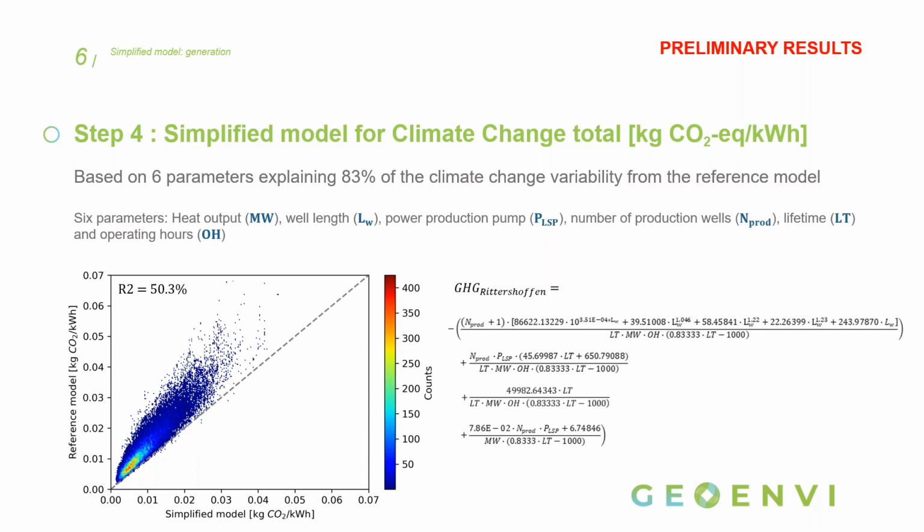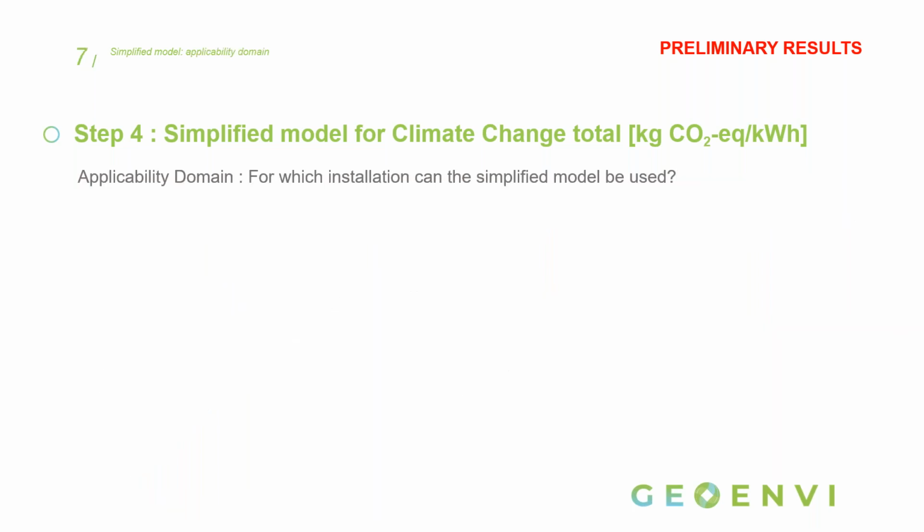You can also see that most of the realizations of the model are between 0 and 10 grams of CO2 per kilowatt hour. Besides the performance of the model, another important aspect is to know for which installation the simplified model can actually be used. It can be used for heat generating power plants. We saw that the volume for this simulation was not an influencing parameter in terms of variability. So we could say that our model is applicable for heat generating power plants as a whole.